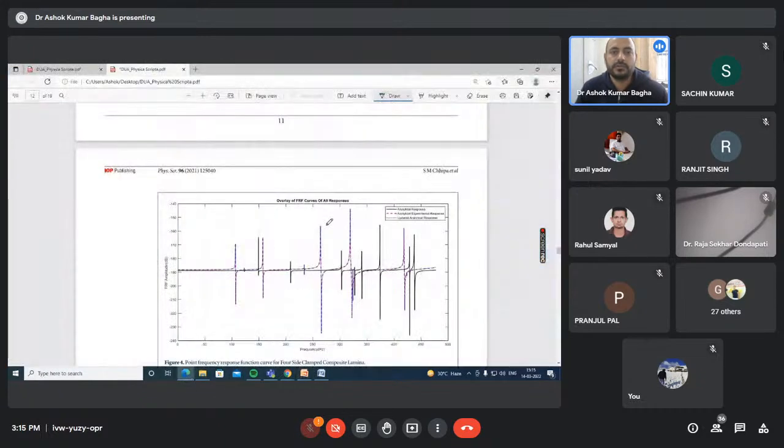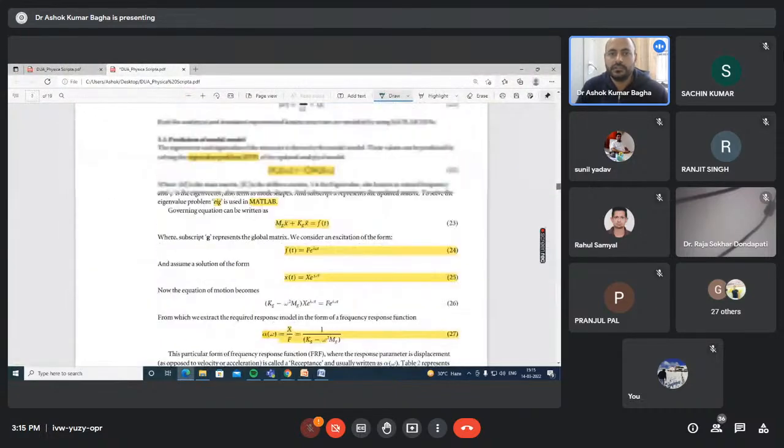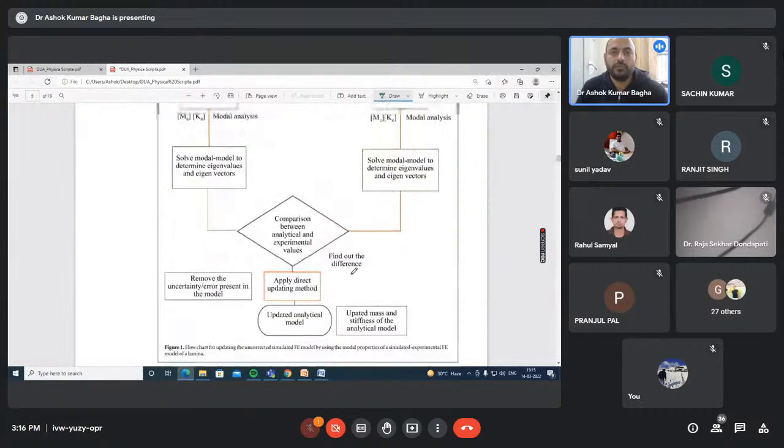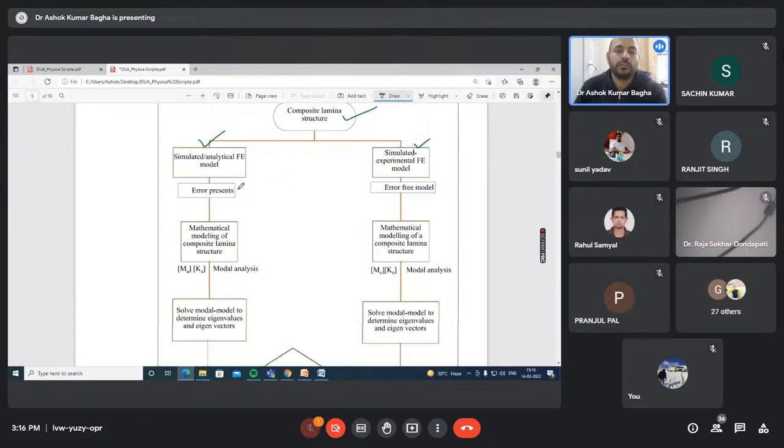There is another very good application of modal analysis that is also very famous: the direct updating method, or different updating methods. So what you do in the updating methods, let us say that there is a composite laminar structure, right? There is a simulated model or an experimental model. In the simulation model, there are errors, maybe error in the boundary condition, in the material properties, or in the dimension. But the experimental model is an error-free model.